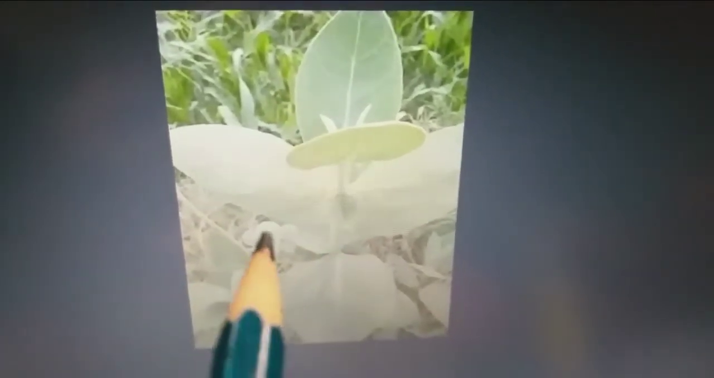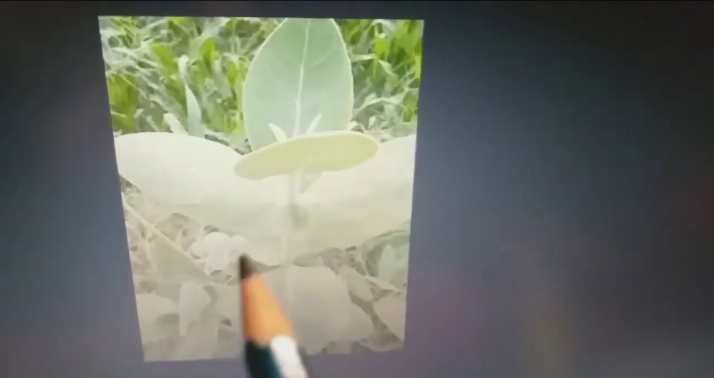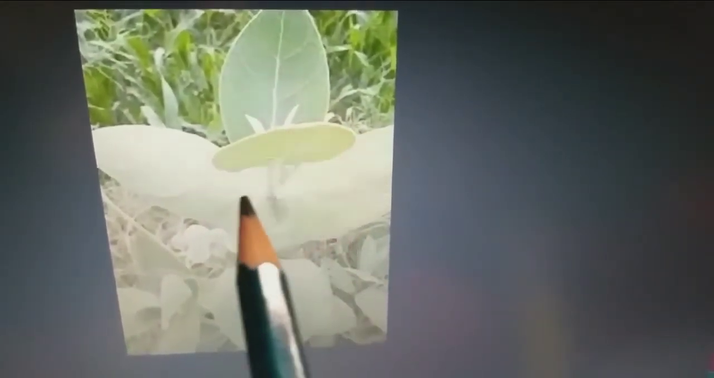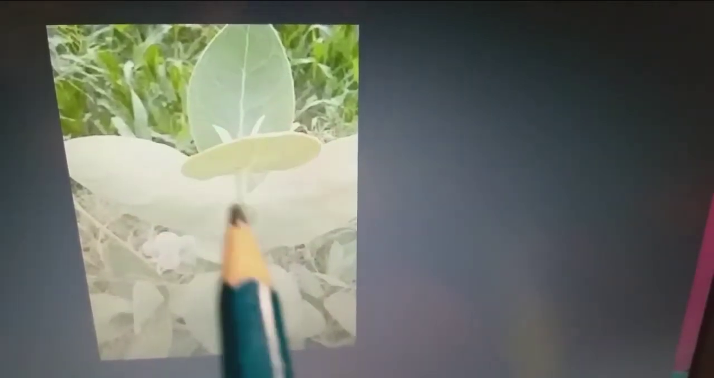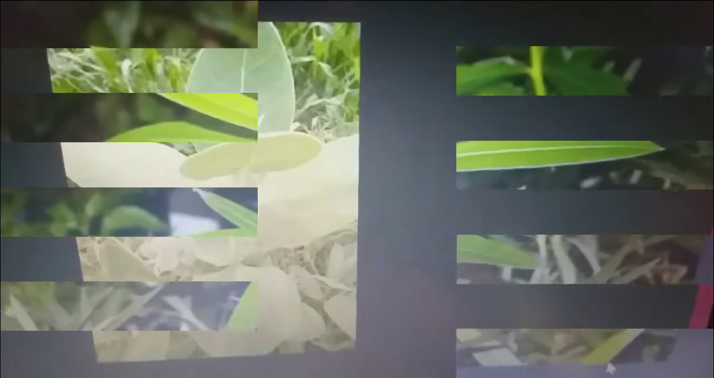And the second one is opposite decussate, where the consecutive pairs of opposite leaves are arranged at right angles to each other. You can see that one set of leaves is at a right angle to the other set. In case of opposite superposed, they are in the same plane, but here they are at right angles to each other.